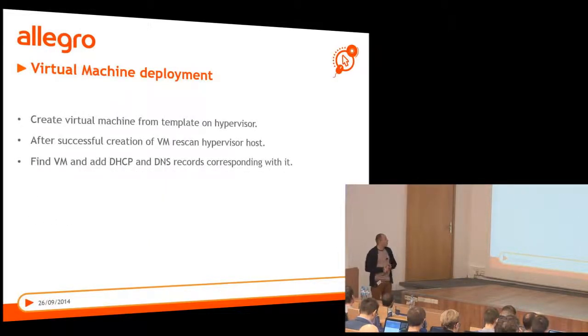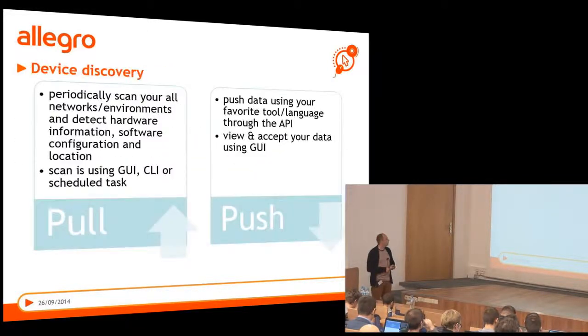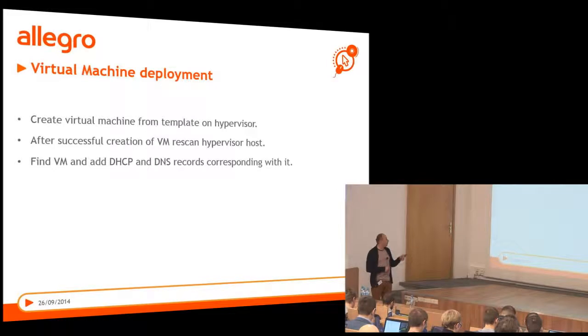Deploying a virtual machine from the template is very simple, because we are creating the virtual machine from the template. Then we rescan the hypervisor, and then you should see the new device on the hypervisor. So you just click on this device and do some discovery, and you finish the installation. And the last thing I haven't covered is finding the VM and adding DHCP and DNS. So after that, we have created the empty device. We have to provide all the information for DHCP and DNS. I will show how to fill this in on the next few slides.